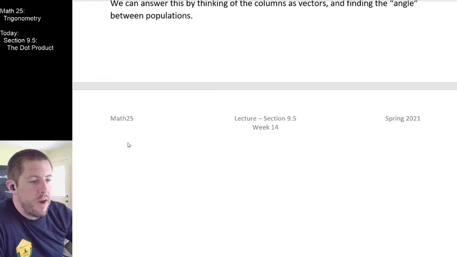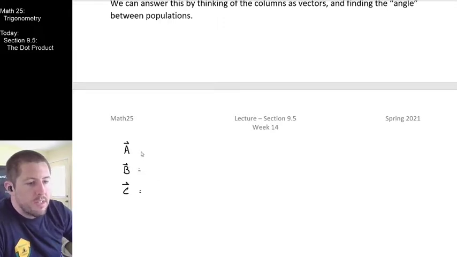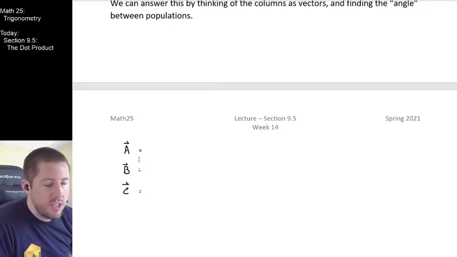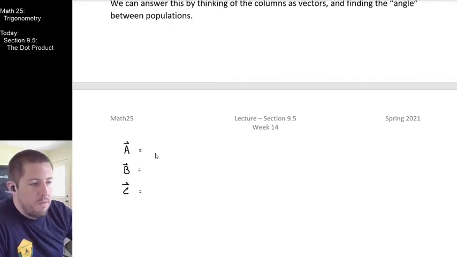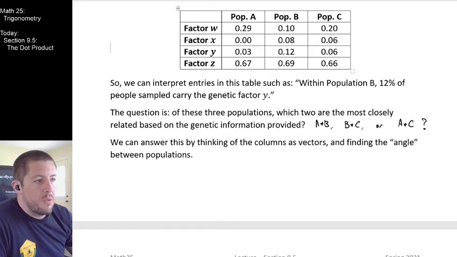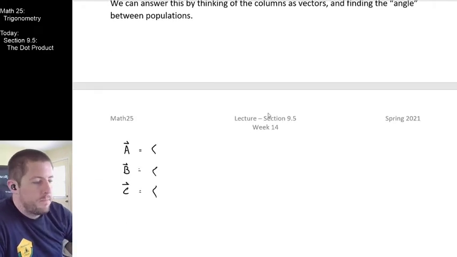So what I'm going to do is write some things out for myself here. I'm going to come up with vectors A, B, and C. And we're going to try and do this as smartly as we can by doing all of our types of computation that are associated with each other together. All right, so first thing, I just want to write these in vector component form here. So A had 29, 0, 3, and 67.